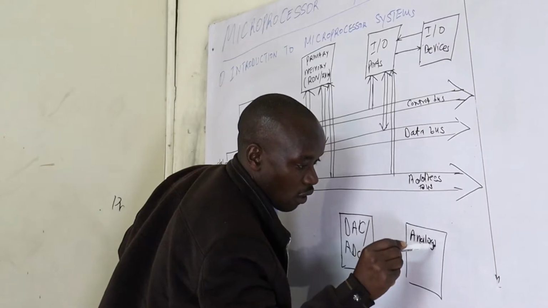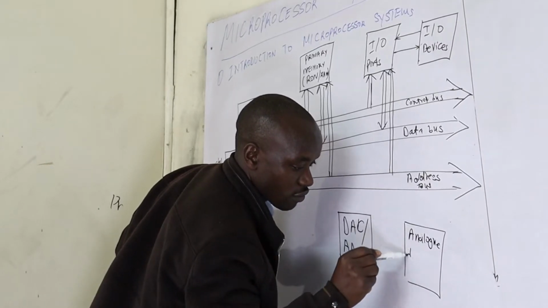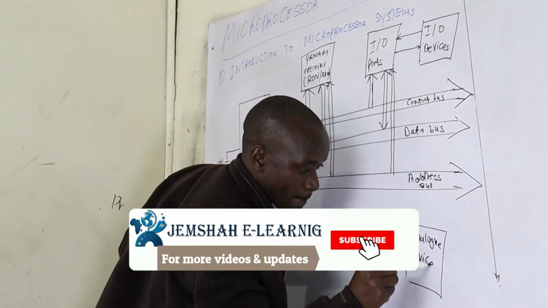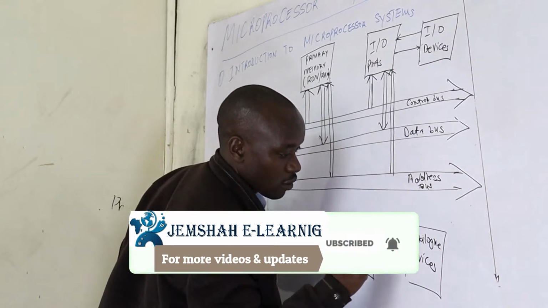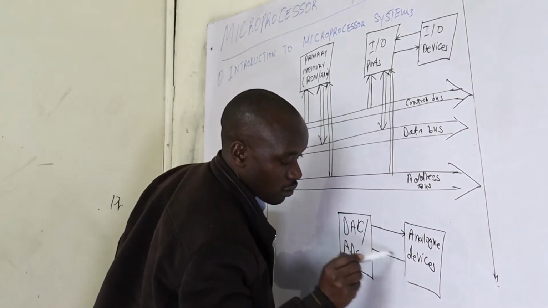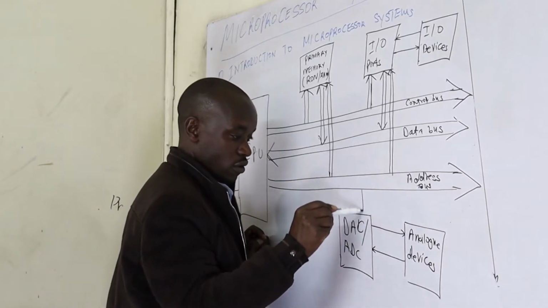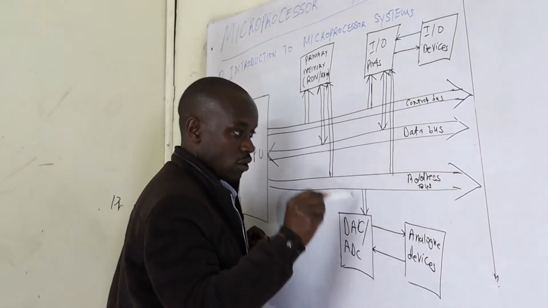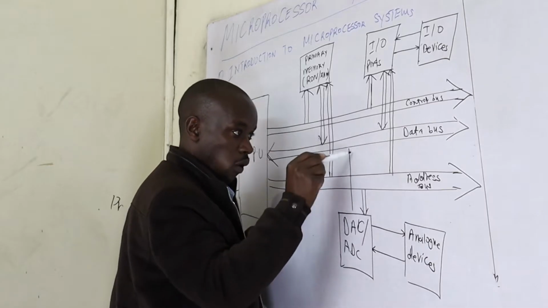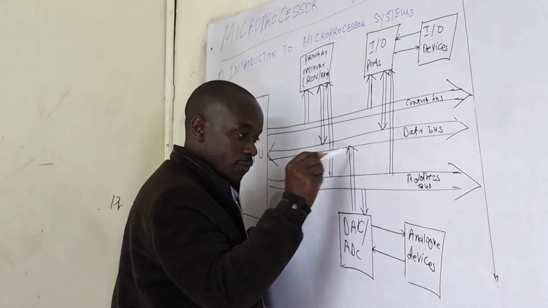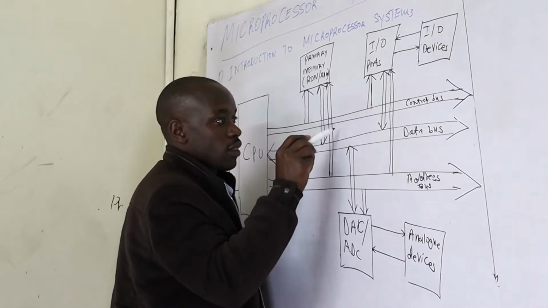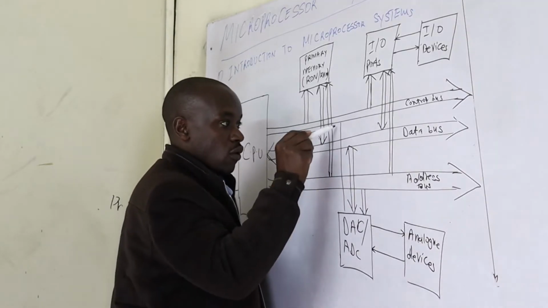Analog devices. So also they can make that way. And then I draw this one as unidirectional. This should be bidirectional. Then this is unidirectional.